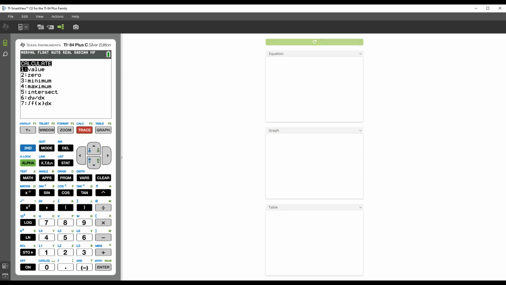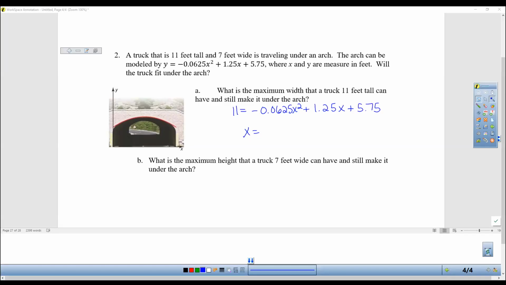Second, calculate, 5. First curve, second curve. Okay, so as long as your guess is a little closer to this one, it's going to find that one. And there it is. The answer is 6. Isn't that a fantastic way to do that? All right, back to our problem.